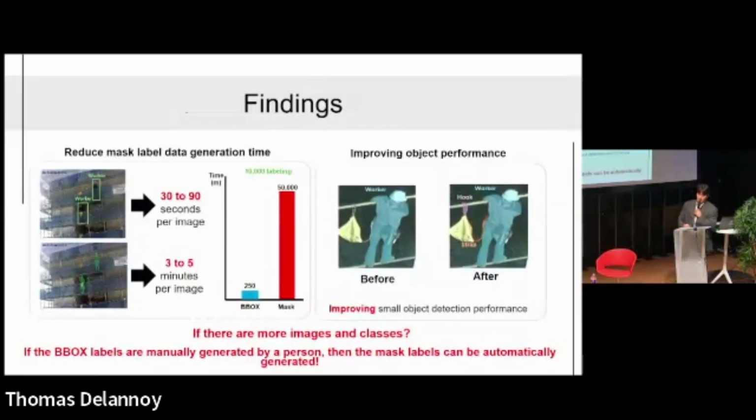This study has several important insights. The mask label data can be generated using only bounding box labels. Generating bounding box labels takes about 30 to 90 seconds per image, and generating mask label data takes about 3 to 5 minutes per image. If we generate 10,000 images, we can invest 250 minutes and save 15,000 minutes. This is a significant benefit.